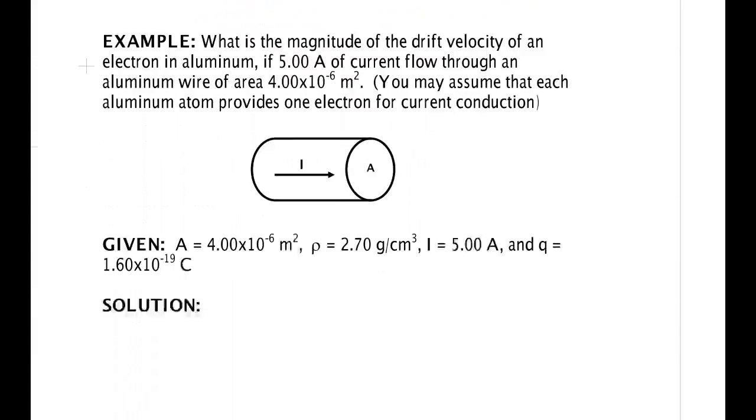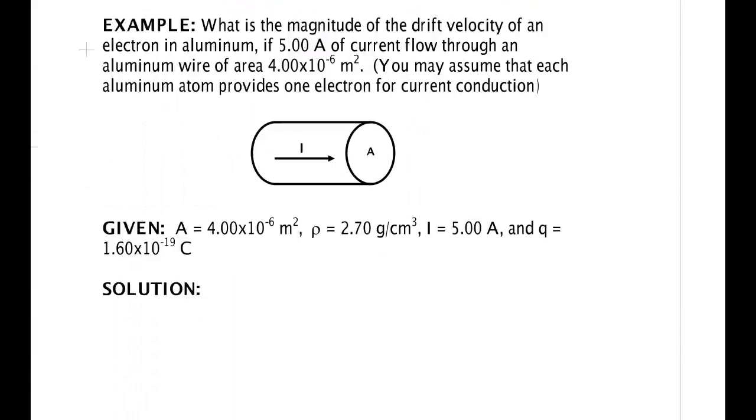Let's give an example of such a problem. What is the magnitude of the drift velocity of an electron in aluminum if 5 amps of current flow through an aluminum wire of area 4 times 10 to the minus 6 meters squared? You can assume each aluminum atom provides 1 electron. First is to find N. N is equal to 1 charge per atom, and I need the number of atoms.